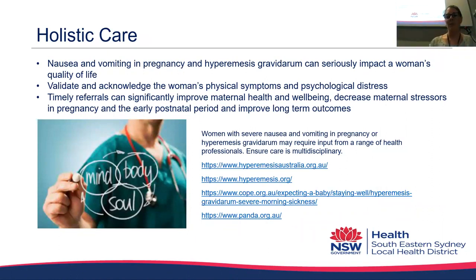Nausea and vomiting and HG can seriously impact quality of life. The importance of validating and acknowledging physical symptoms and psychosocial distress cannot be overstated. Appropriate and timely referrals can significantly improve maternal health and well-being, decrease maternal stresses in pregnancy and the early postnatal period, and improve long-term health outcomes. Women with HG may require input from a range of health professionals. Some women, as I already mentioned, may choose to have a termination of pregnancy. Treatment options of antiemetics, corticosteroids, and psychological and psychiatric care, as well as offering the option of enteral or parenteral feeding, should be considered before deciding that the only option is termination of pregnancy. All women seeking a termination of pregnancy are to be offered counselling and appropriate and adequate information in order to make that informed choice.